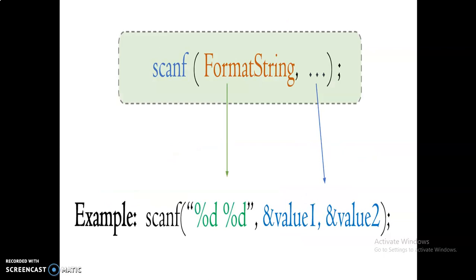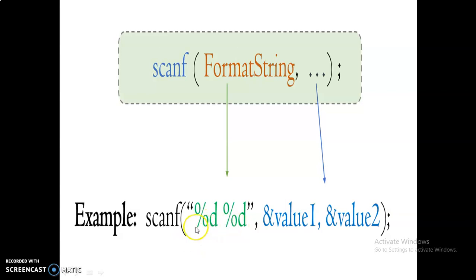So this is the general format again. This is the scanf keyword and the format string, comma, and n number of variables you have declared here, ended with the semicolon. So this is the example of scanf. Here you can give any number of format strings, but you have to match the variables. Okay. This one is the integer data type percentage D. This is also the percentage D.